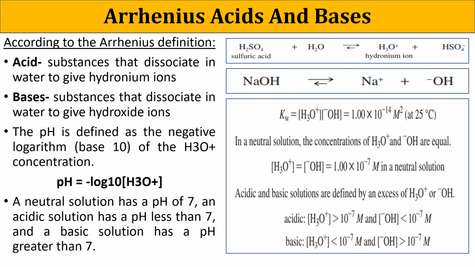In an acidic solution, the hydronium ion concentration is greater than 10 to the power minus 7 moles and the hydroxide ion is less than 10 to the power minus 7. In a basic solution, it is the opposite.